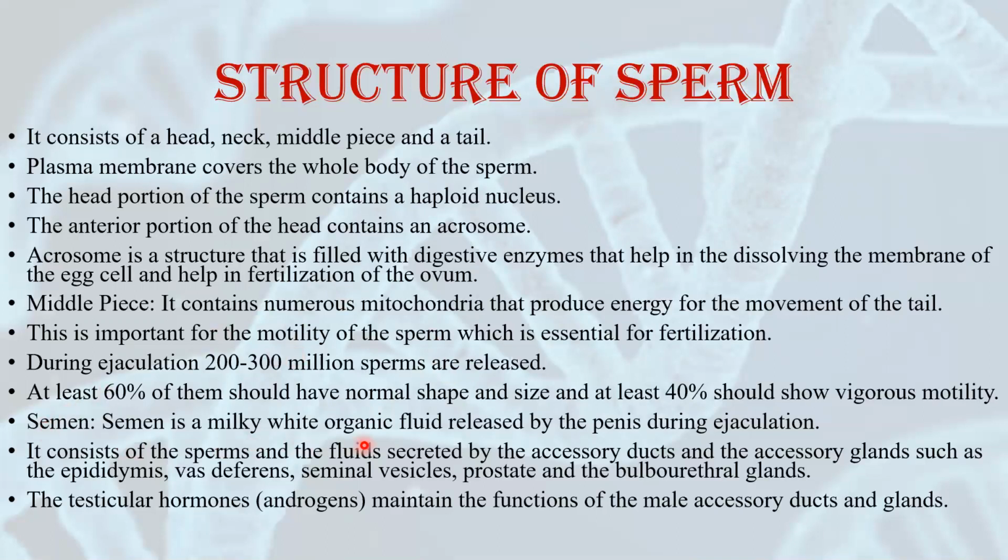Semen is a milky white organic fluid which is released by the penis during ejaculation. What does this semen consist of? First of all, it consists of 200 to 300 million sperms. Along with this, it also consists of the secretions of accessory glands and ducts like epididymis, vas deferens, seminal vesicle, prostate gland, and the bulbourethral glands. The testicular hormones, that are the androgens, or we can also call it testosterone, actually maintain the function of all these male accessory ducts and glands.